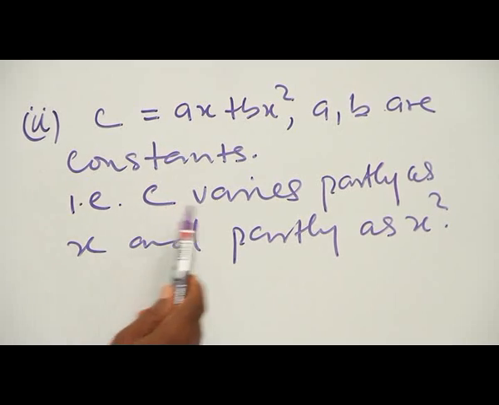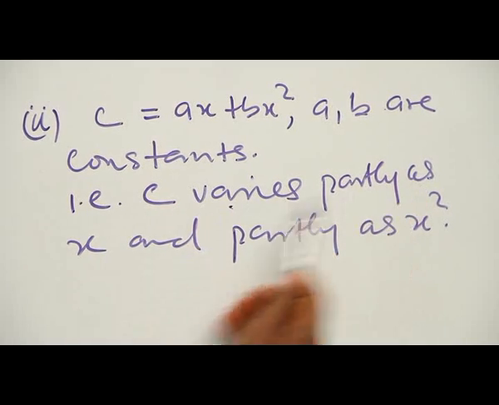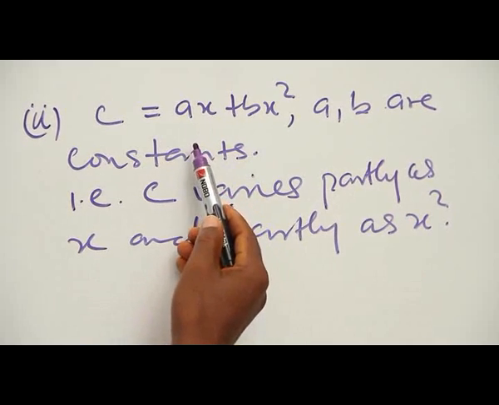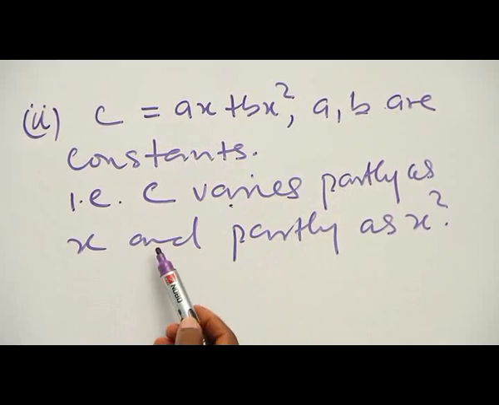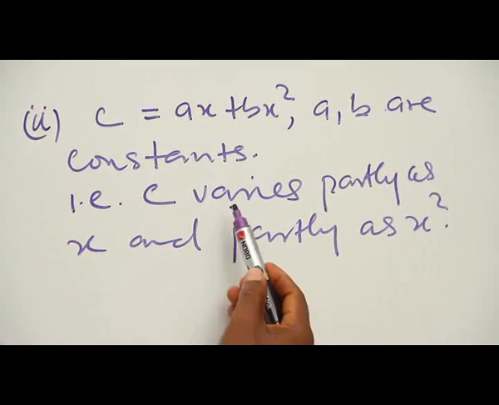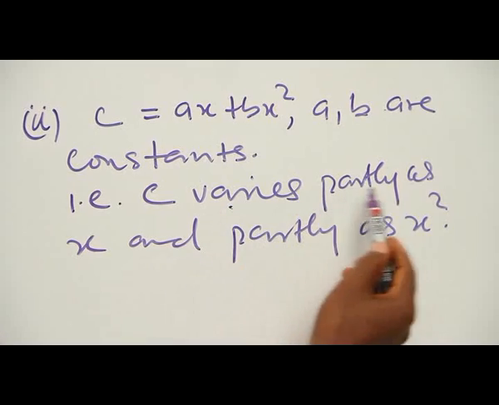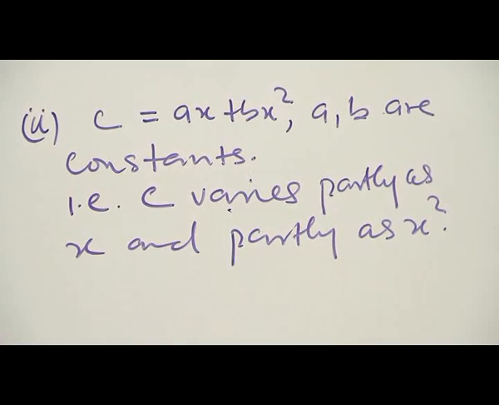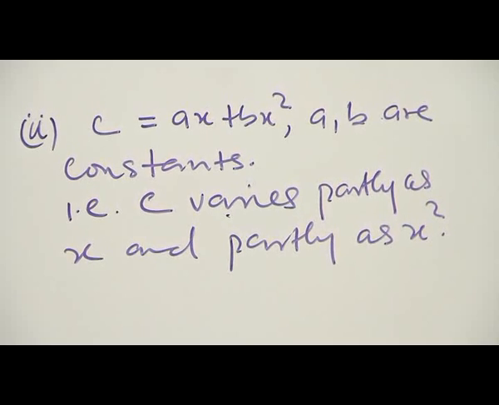C varies partly as S. The word varies means that you have to bring in a constant of variation, and also varies partly as S squared. Because the varies is affecting both, then you must introduce the two constants of variation for the two terms. We shall now look at examples.